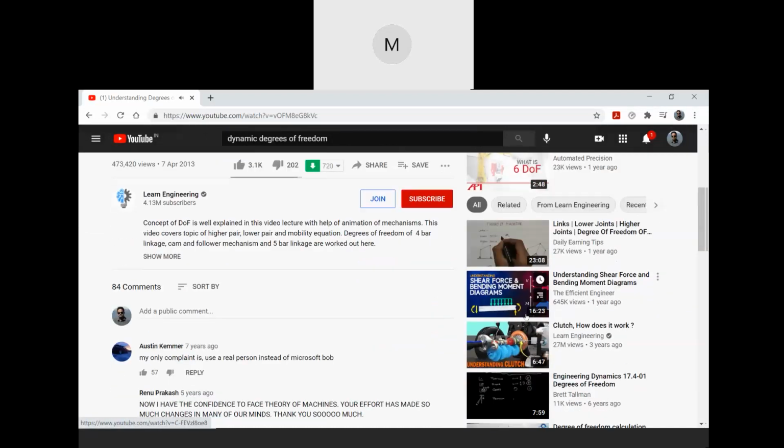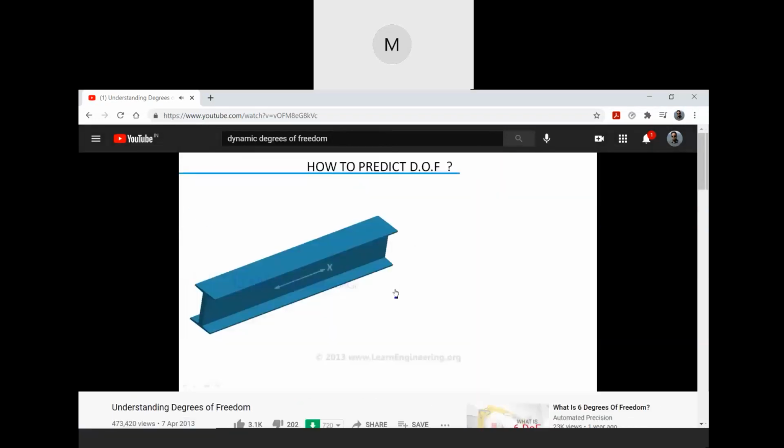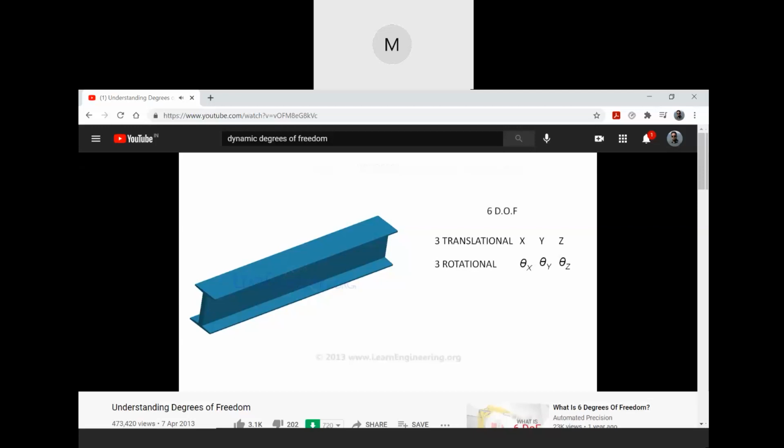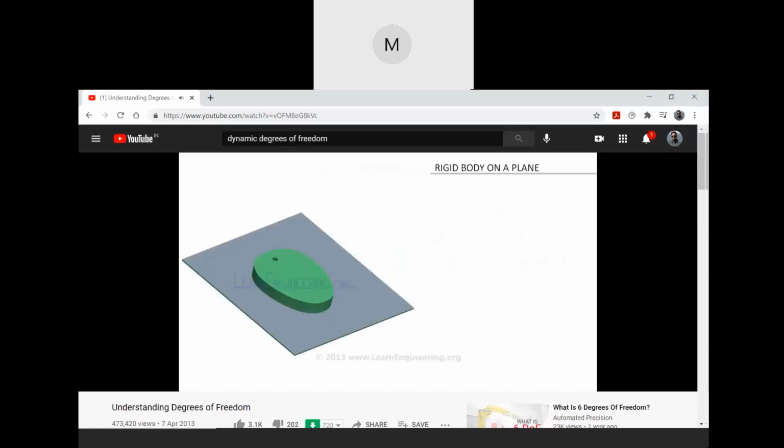Consider this rigid body in space. It could have 3 translatory motions like this. Also it could have 3 rotary motions like this. In total we need 6 inputs to determine its position. So, the degree of freedom of a rigid body in space is 6. If the body is in a plane, it can have only 3 motions, 2 translational and 1 rotational. So the degree of freedom of a rigid body in a plane is 3.